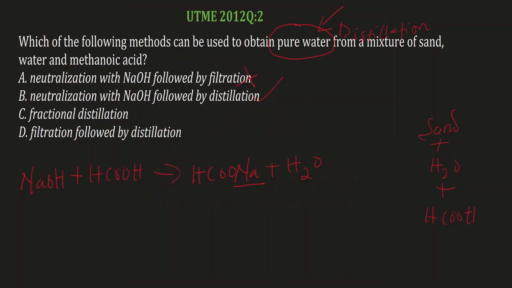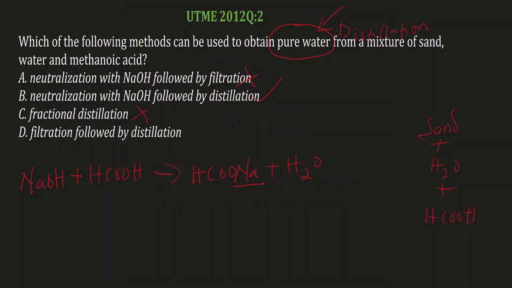Option C says fractional distillation. Fractional distillation is going to be incorrect because fractional distillation is used to separate many components that are miscible and they have different boiling points. So option C is wrong. Option D says filtration followed by distillation.